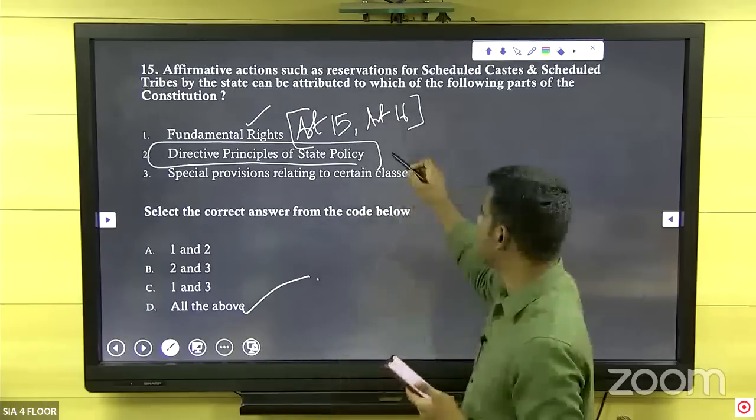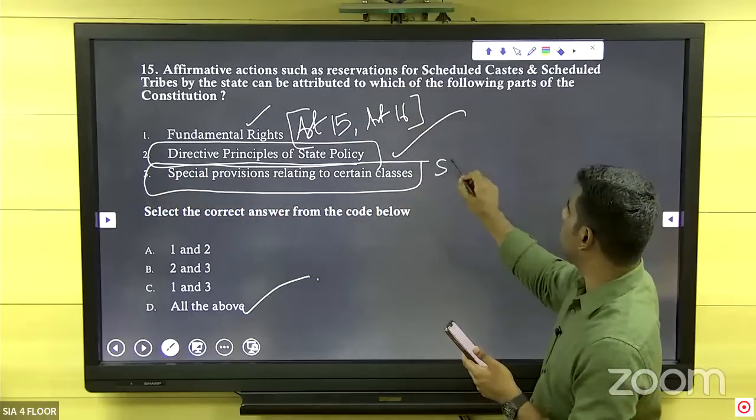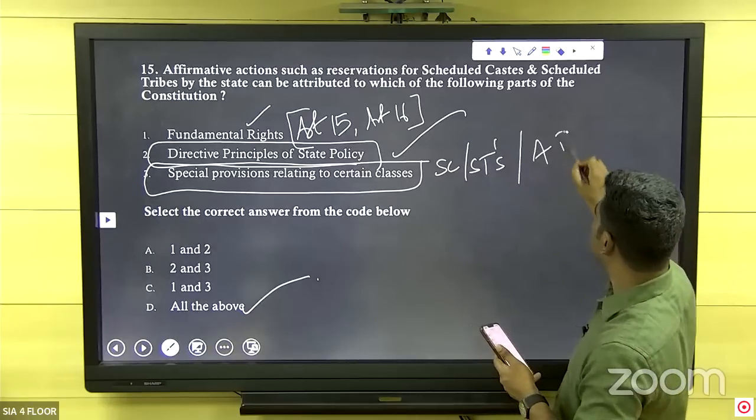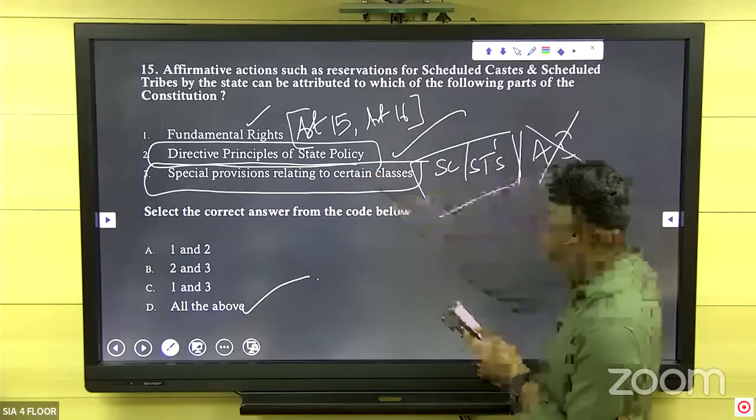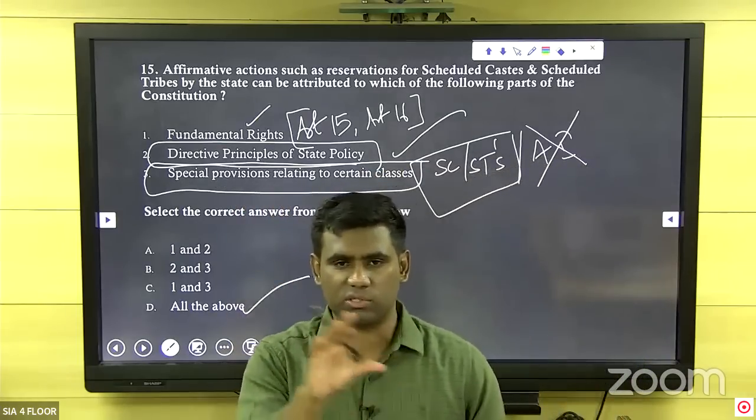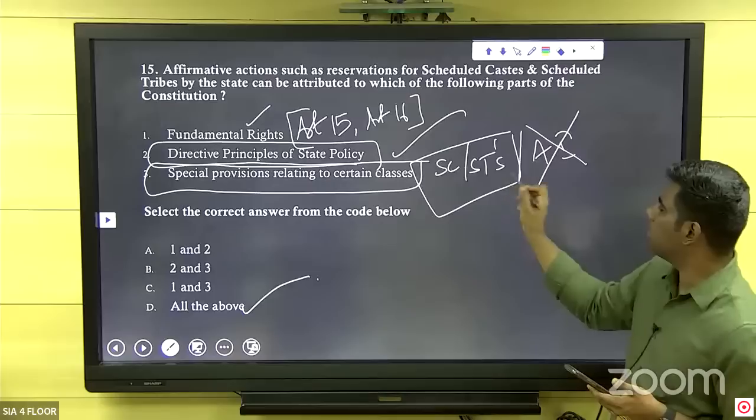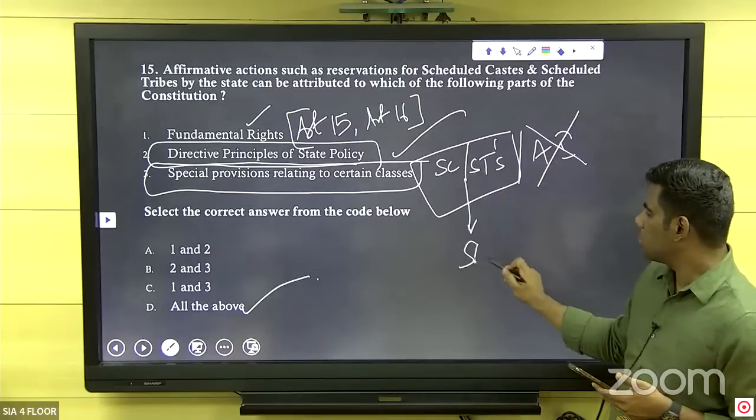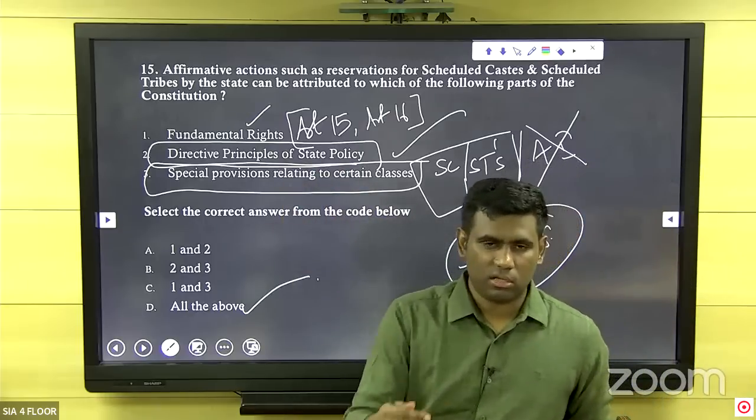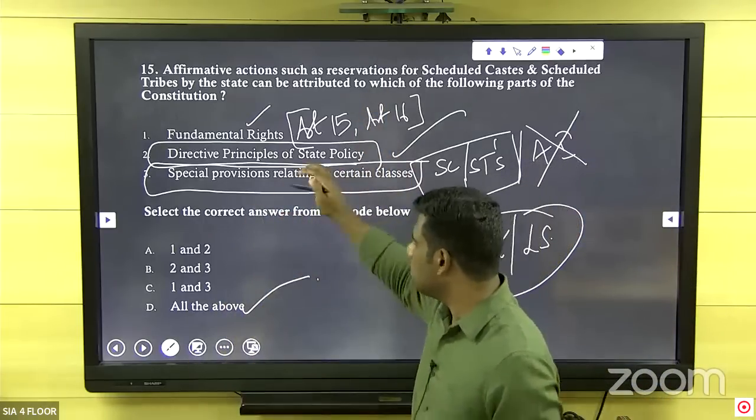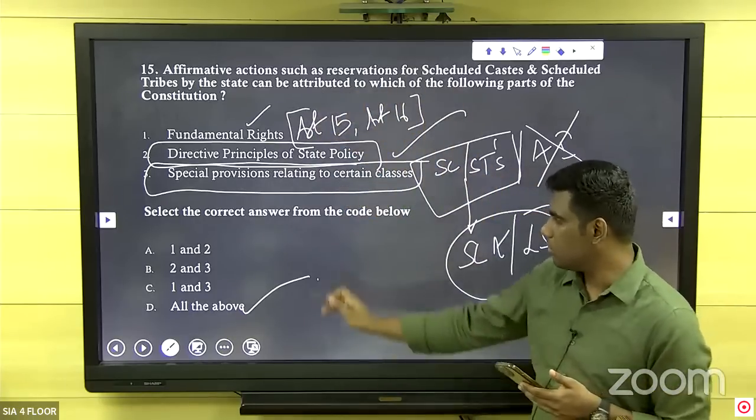So yes, there are provisions in DPSP which provide support for reservation, and we do have special provisions for SCs, STs, Anglo-Indians. Now we don't have them for Anglo-Indians, but for SCs and STs, right? We have special provisions in Article 330 onwards, 330 to 334, 335. Those are the articles which talk about special provisions for certain classes. In those articles, you have reservations for SCs and STs in state legislative assemblies as well as Lok Sabha. Okay, and the claims of SC ST in employment matters, that is also given. So it is all these three which are the reasons that support affirmative actions in the form of reservations. Okay, all the above is the right answer.